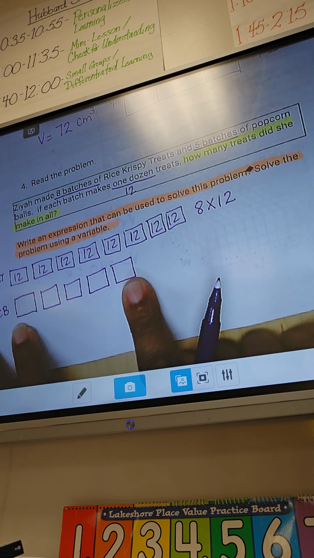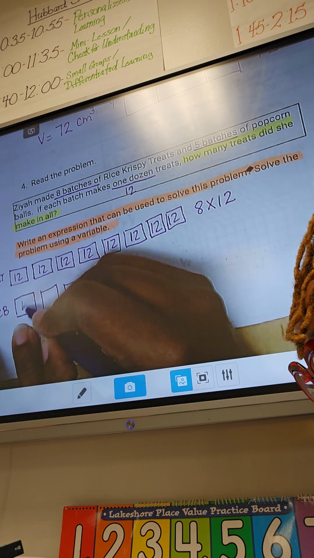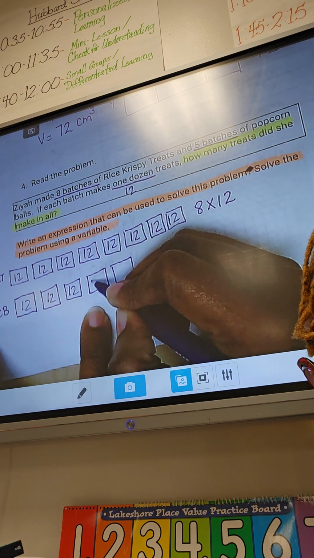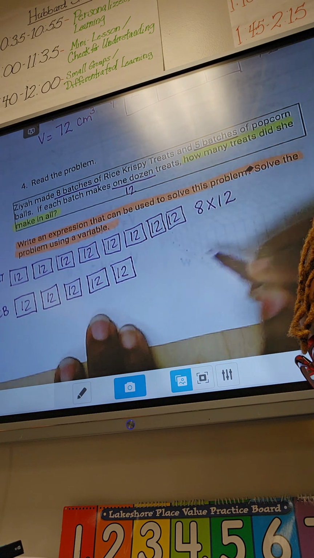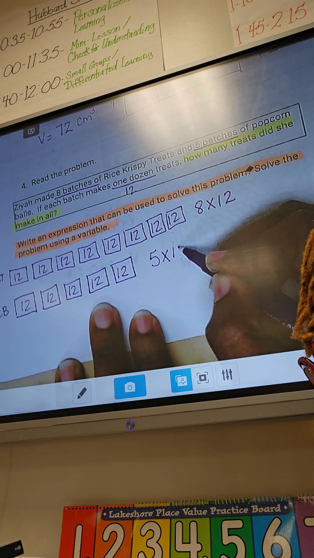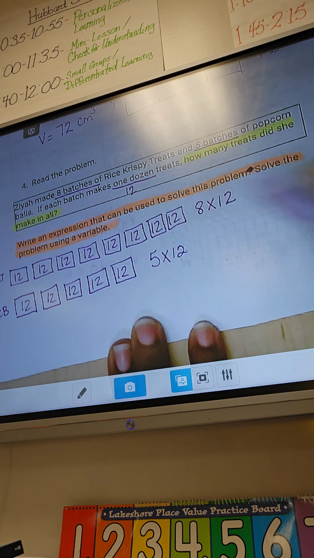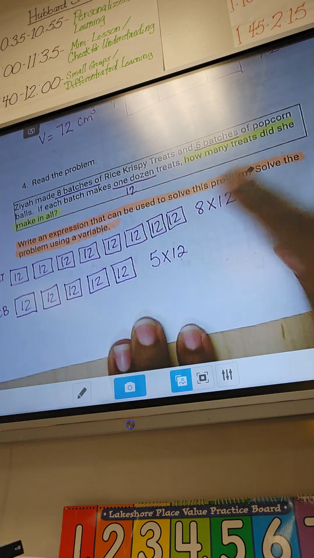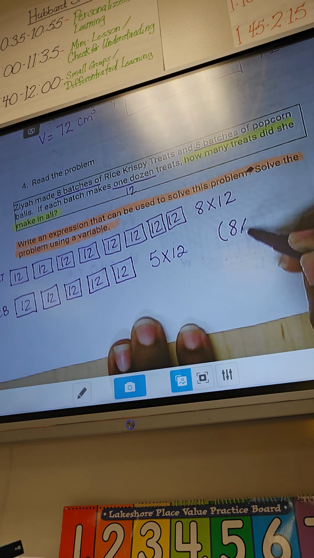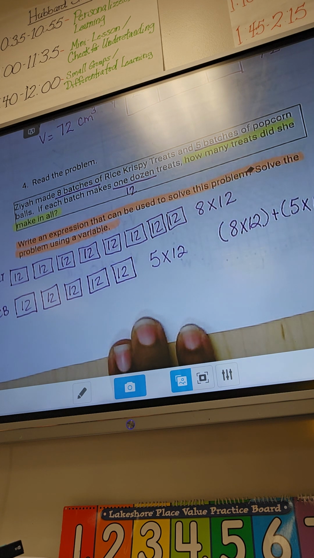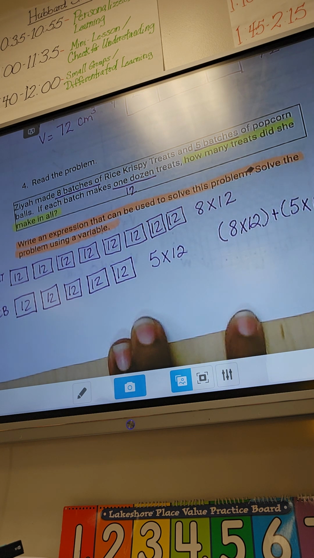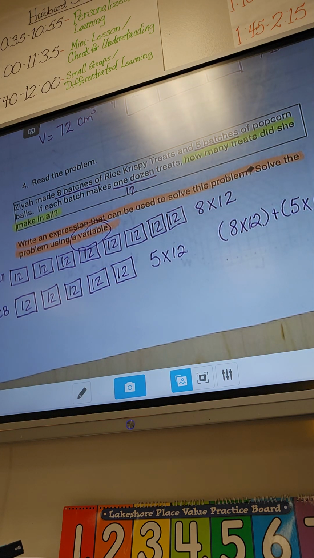If there are 5 batches of popcorn balls and there are 12 in each of the batches, I know that this is 5 times 12. The question says how many treats did she make in all? So I know that it says to write an expression, 8 times 12 plus 5 times 12 equals, it asks us to use a variable as well. We're going to use S. So now we can solve.